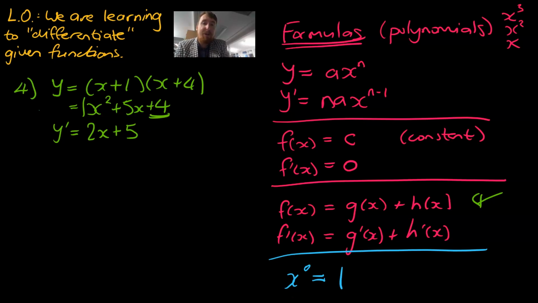And finally, we need to differentiate 4. Again, 4 is a constant. It's a number by itself. If you differentiate that, you're just going to get 0. So we can write plus 0, but we know mathematically that can just be ignored as well. So our derivative of (x plus 1)(x plus 4) is 2x plus 5.